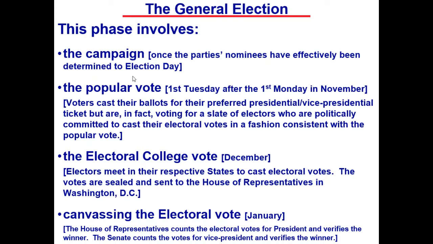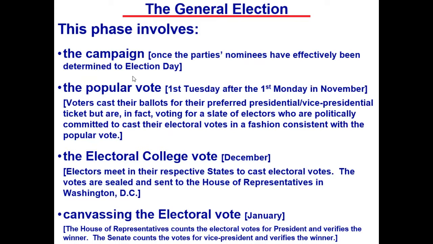Okay. So once the parties have their nominees, used to say in the old days, after the National Convention, after the Democratic National Convention, after the Republican National Convention. But what has happened in more recent presidential election cycles is that we know who the party's nominees are going to be before the conventions. I think I might have made that point to you last time, right?